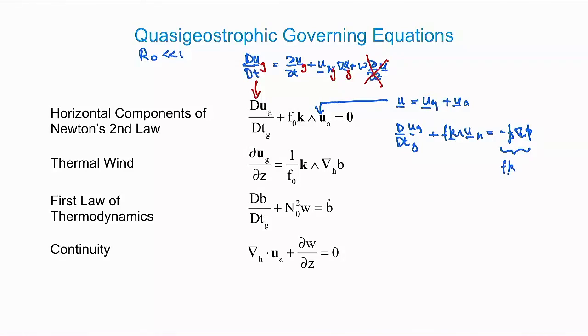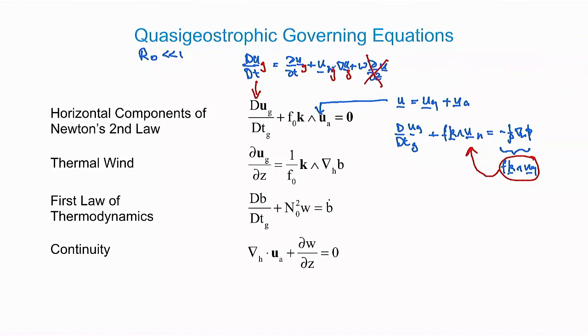That's the definition of the geostrophic wind. And so what I've done is I've taken this to the other side. So I've got Fk cross (uH minus uG). Voila, that's what I have there. All right.